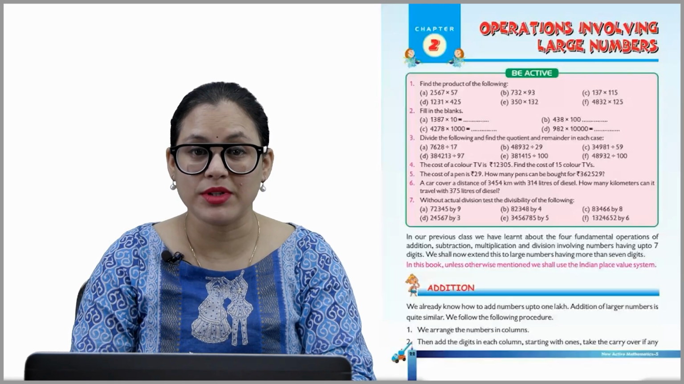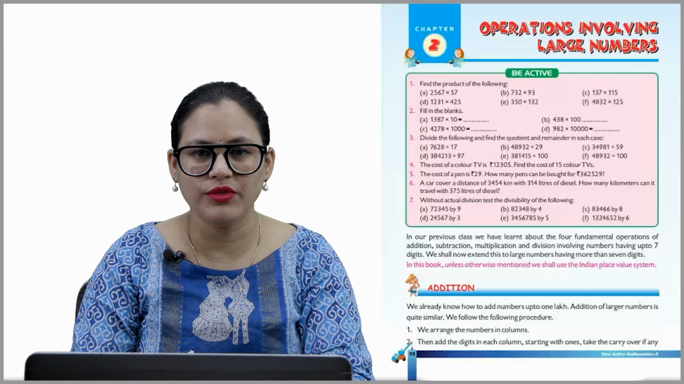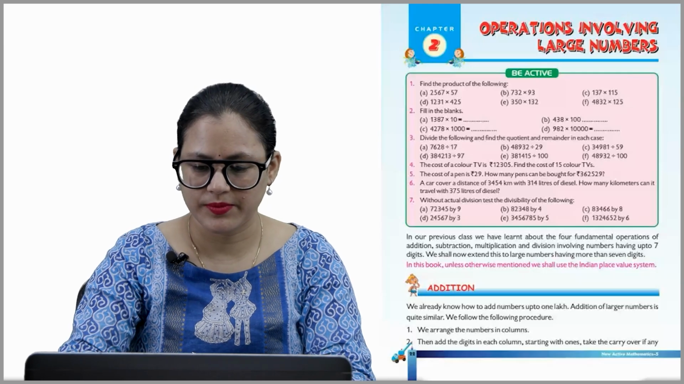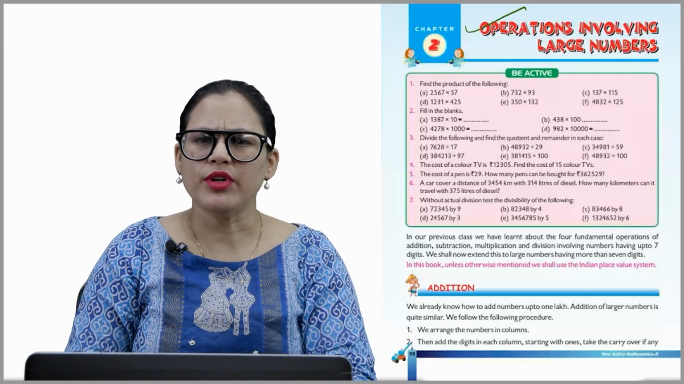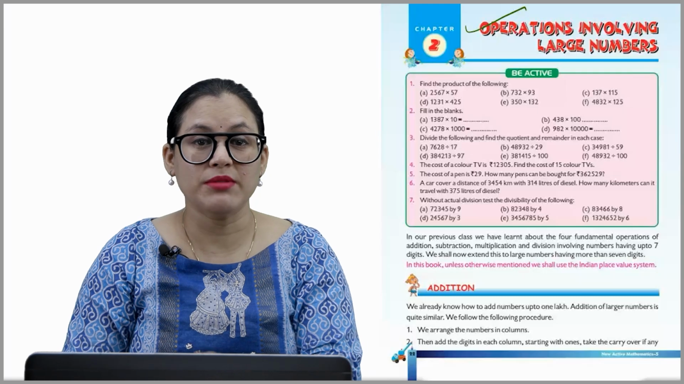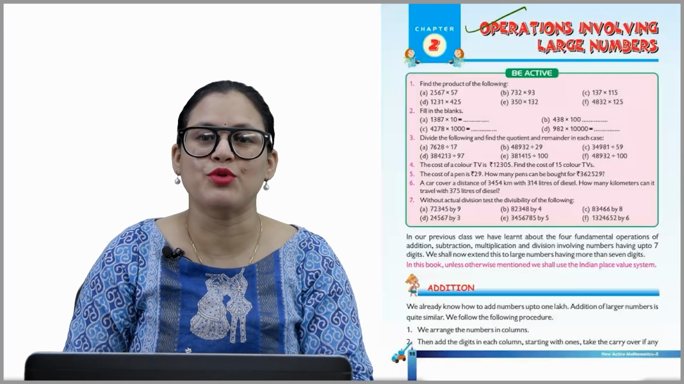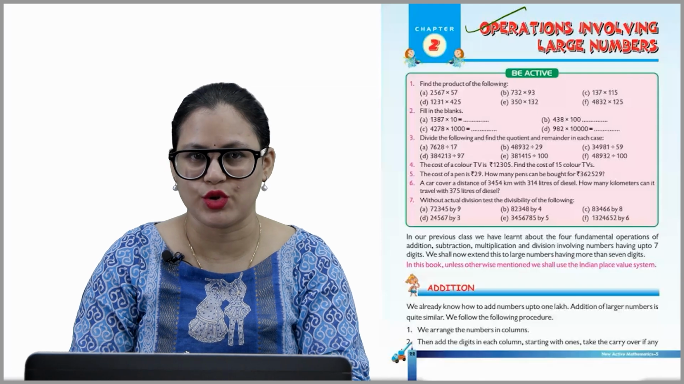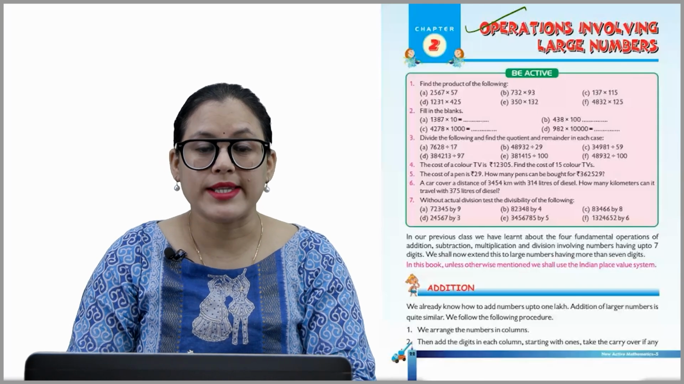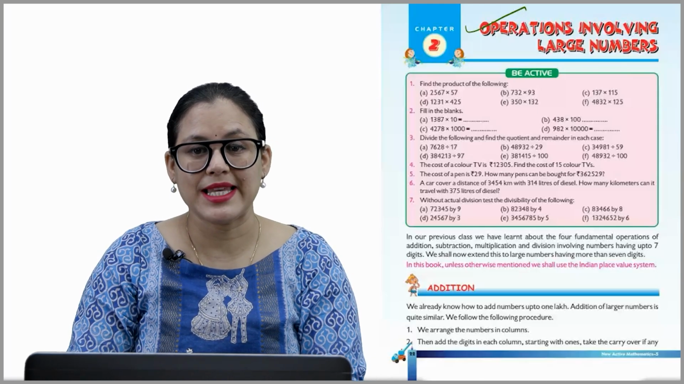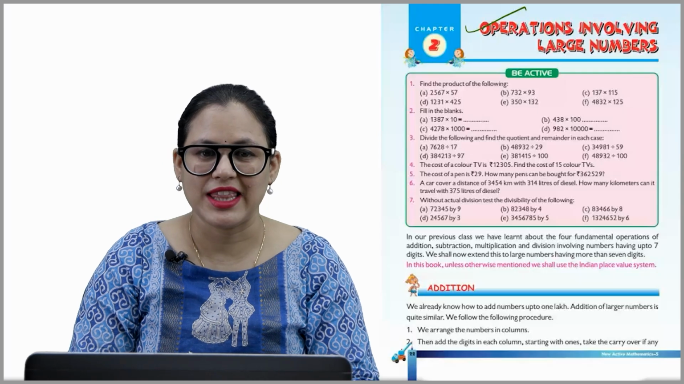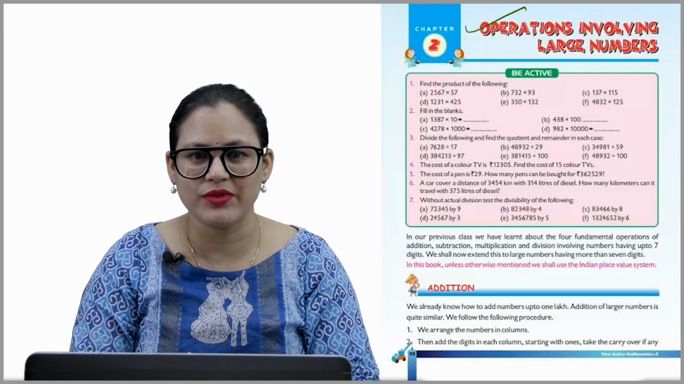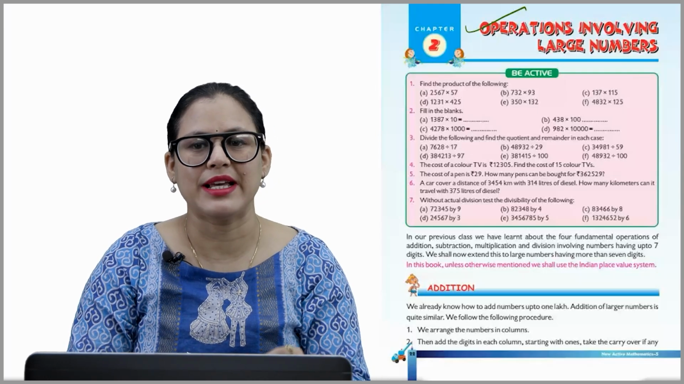Let's start today's chapter, operations involving large numbers. In our previous class, we have learnt about the 4 fundamental operations of addition, subtraction, multiplication and division involving numbers having up to 7 digits. We shall now extend this to large numbers having more than 7 digits. In this book, unless otherwise mentioned, we shall use the Indian place value system.